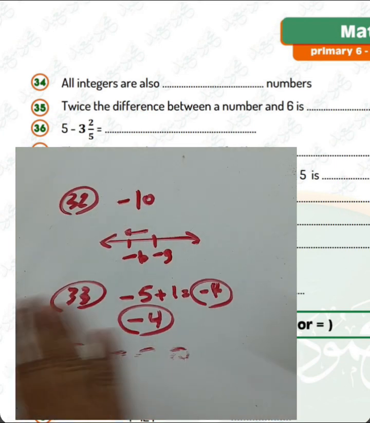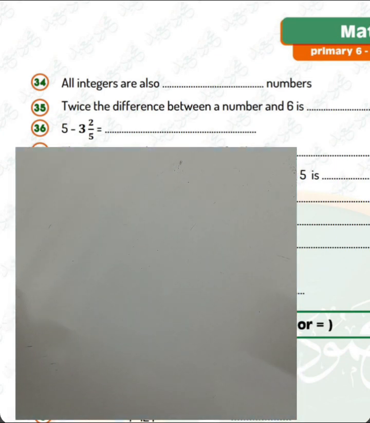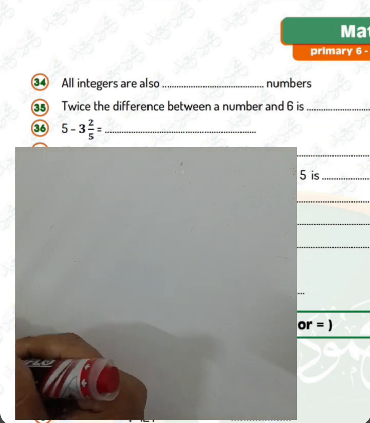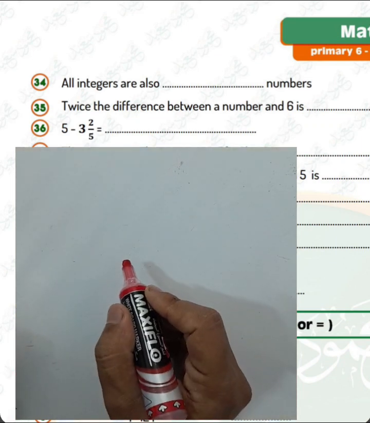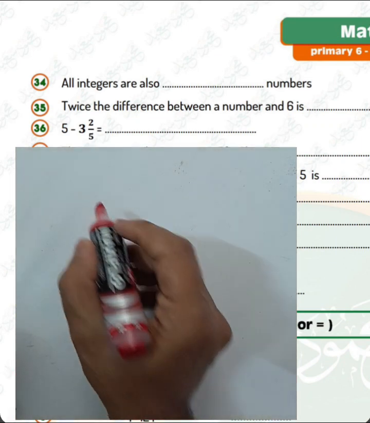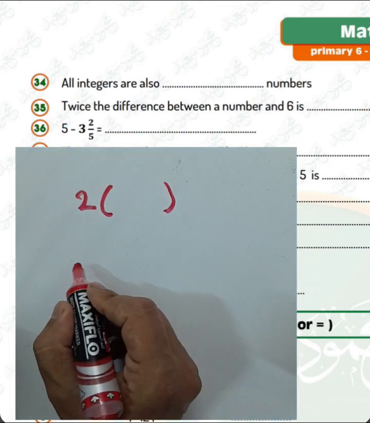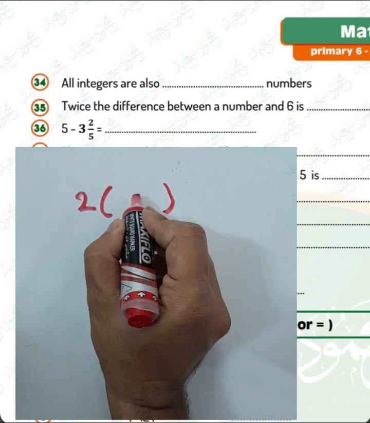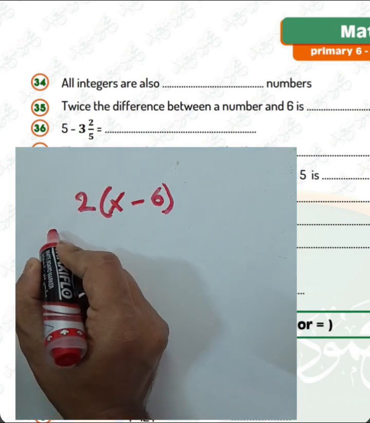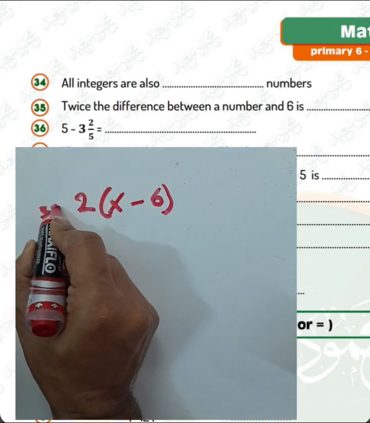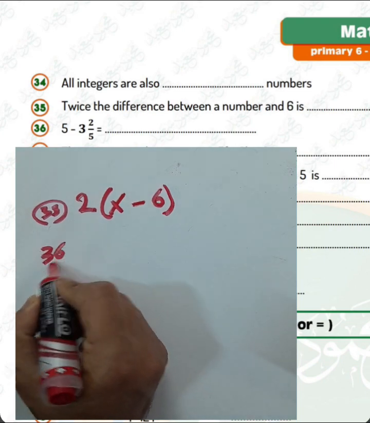35. Twice the difference between a number and 6. Twice, it means 2. The difference, in parentheses, between a number and 6. Okay, question 35. Okay, question 36.